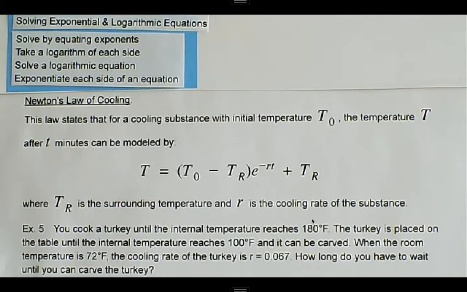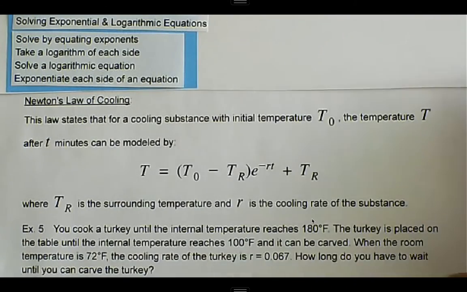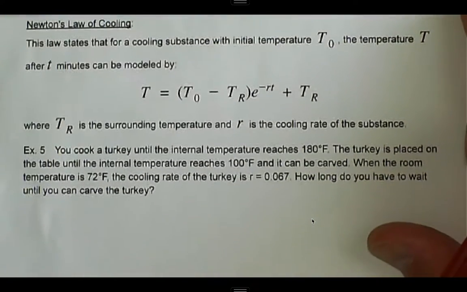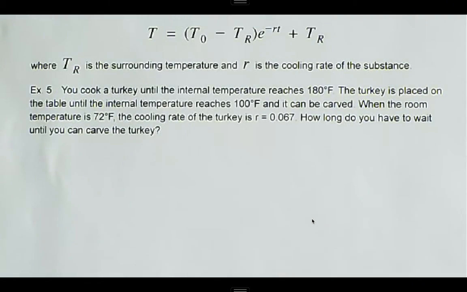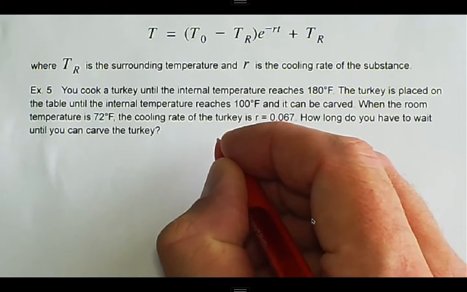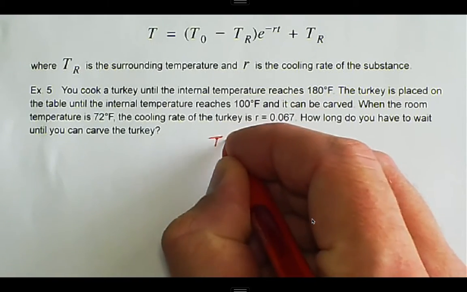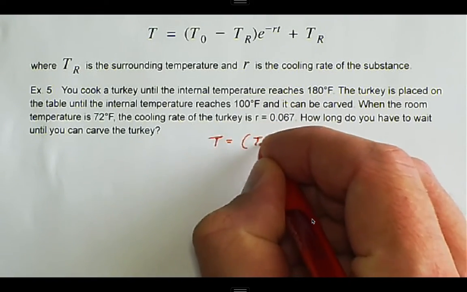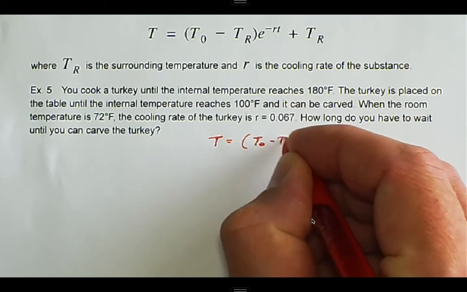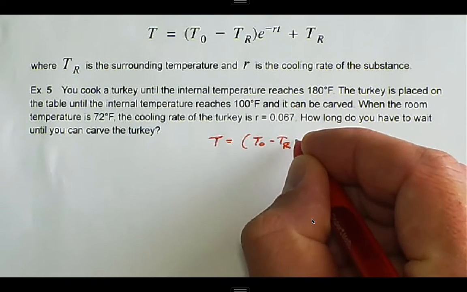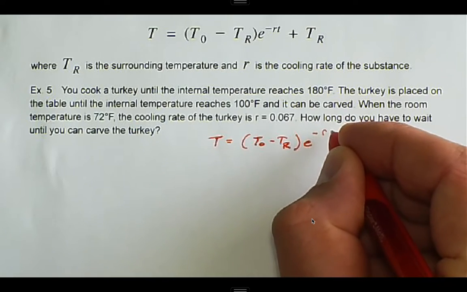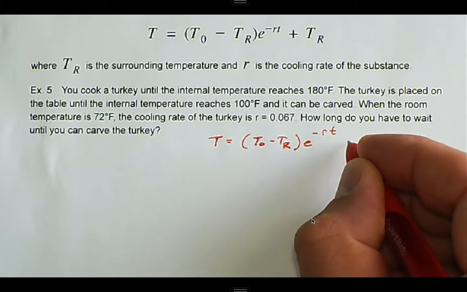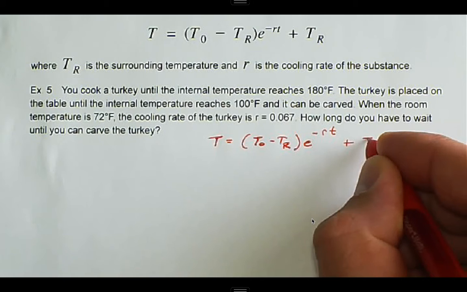So we can start by substituting, or writing out the equation that we're going to use, and then we can substitute some values in and go from there. So we have T equals T sub 0 minus T sub R, multiplied by e to the negative rt, plus T sub R.